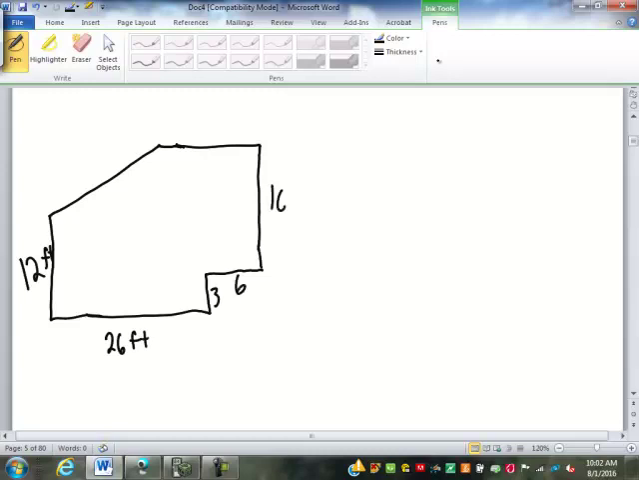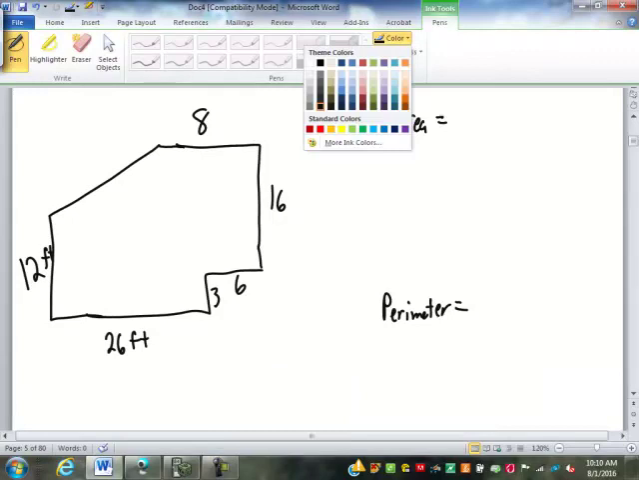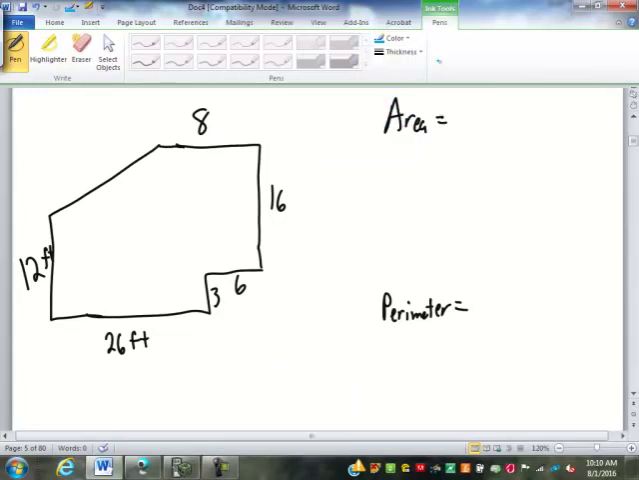I think you guys get the picture. These are all in feet. I'm just going to throw numbers on here now. For this problem, I want to know the area. And so let's take a peek at this one. For area, what I would do for this one is this. I'd make it into a big rectangle.